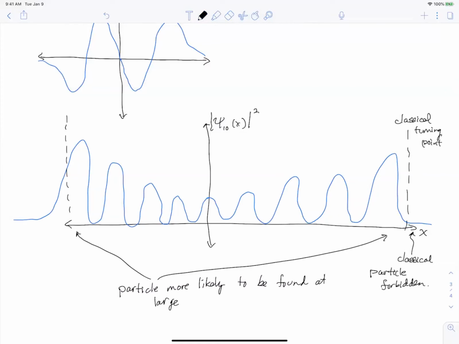So I should have said quantum. The classical version of the same statement is that when you're near the turning point, the particle is moving very slowly. And so the classical particle is also more likely to be found near its turning point because it's going very slow at that position, to be found at large x. I should say when n is large. And the larger n is, the more likely the particle is to be found near its turning point. Okay. Any questions on that so far?